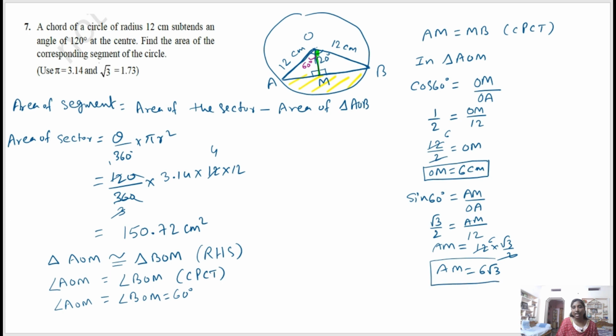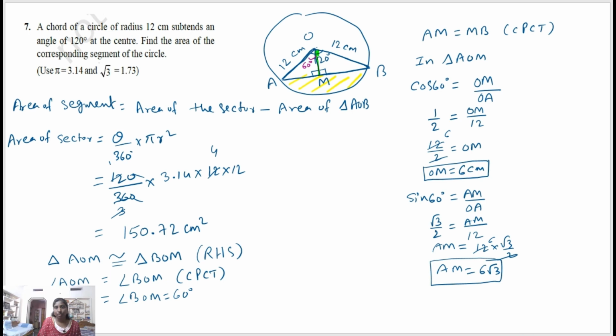Now AM is equal to 6 root 3. Now what is the base and what is the height? We can find AB. AB is equal to 2 times AM, which means 2 into 6 root 3, which is 12 root 3. Now we have the base and the height.